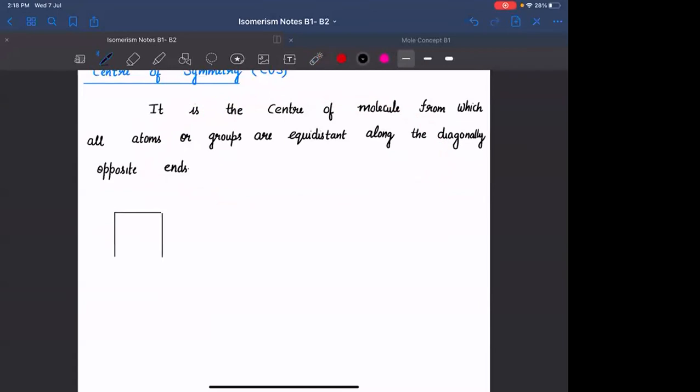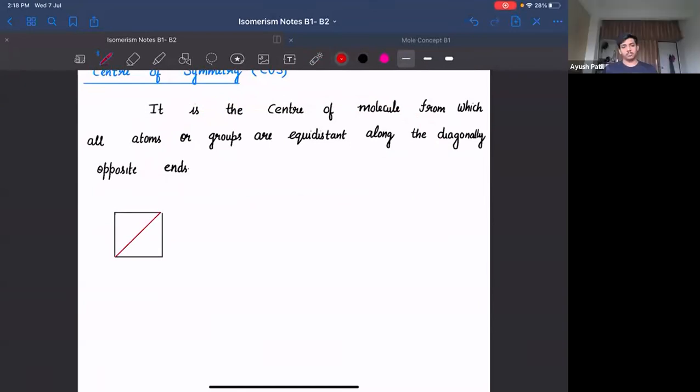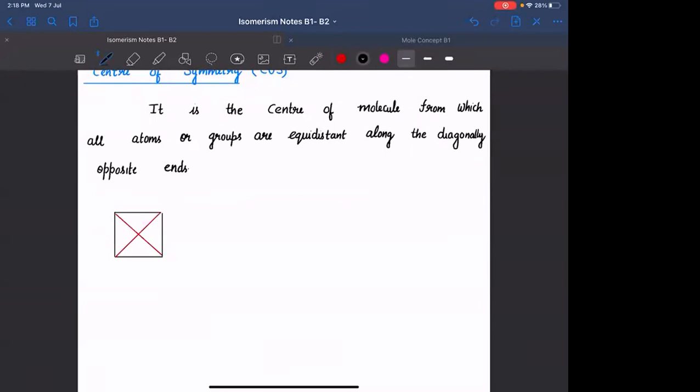If you take a square, if I draw diagonals of the square, both the diagonals will be intersecting at a common point. Agreed? This particular point is the reference point for seeing center of symmetry. Whenever you draw body diagonals, if all those diagonals intersect at a common point, that particular point we will be considering as a reference for center of symmetry.